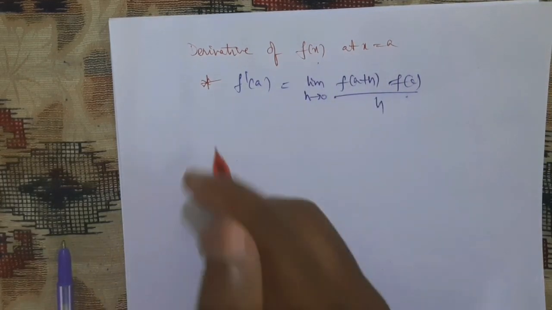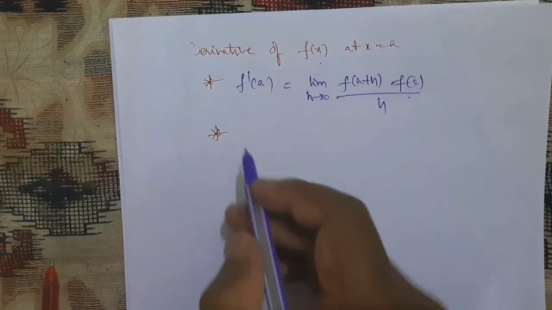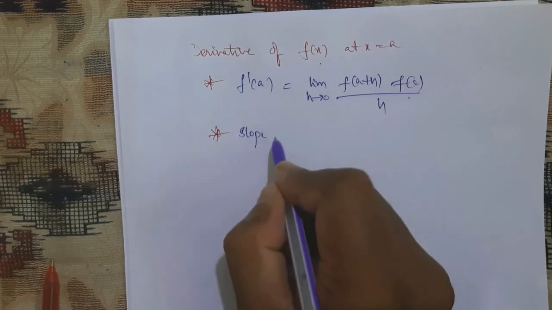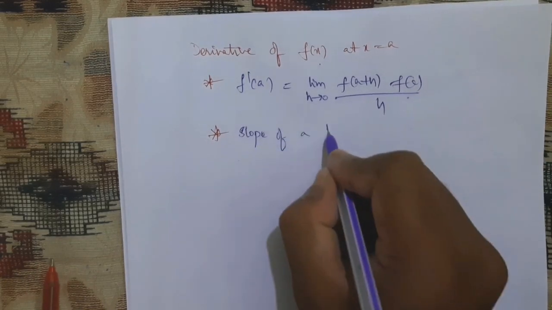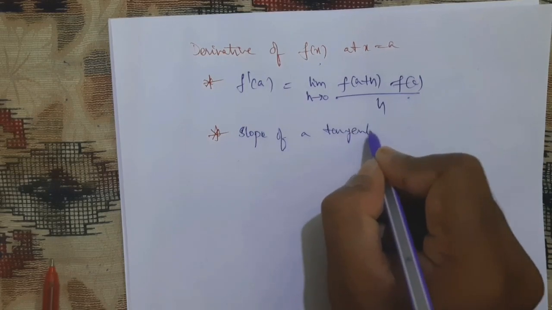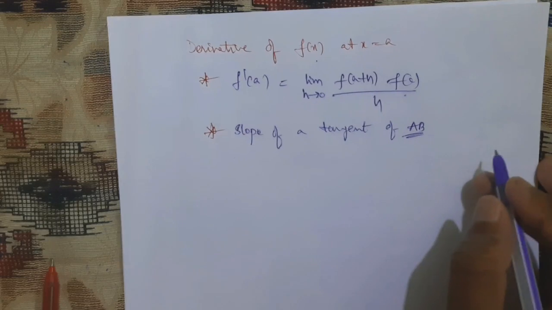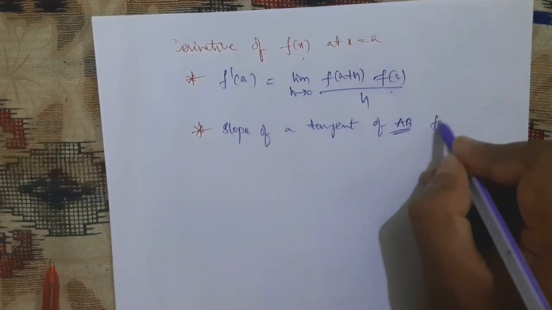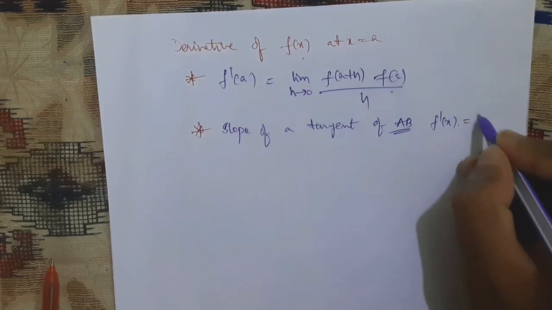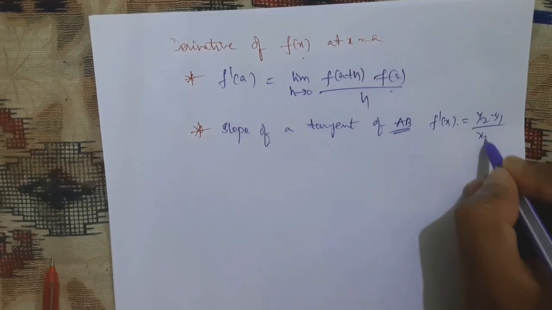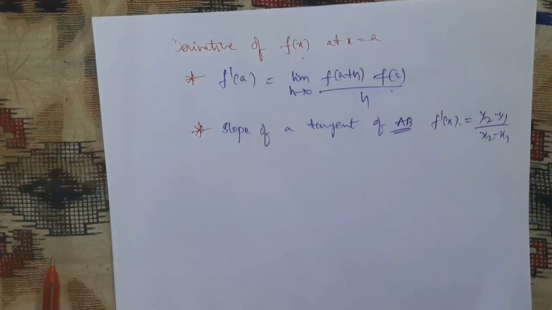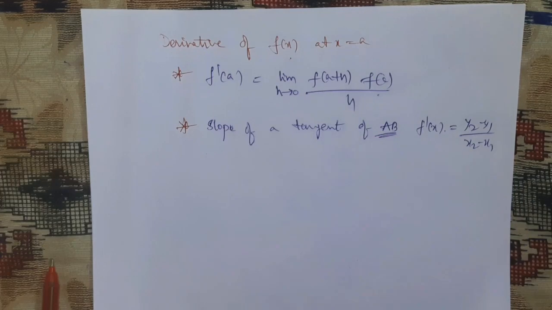Another point is the slope of a tangent. The slope of a tangent through some 2 points, which again we can consider as f dash of x, is nothing but y2 minus y1 by x2 minus x1 if we have 2 points. This is also nothing but a derivative only.